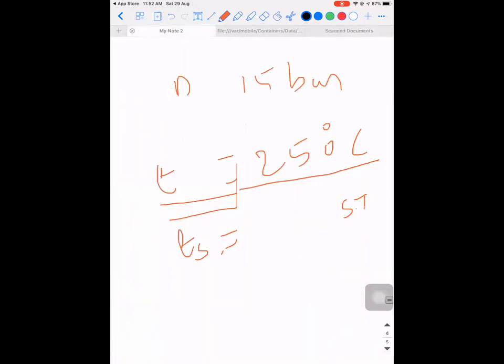So what is the Ts? 198 point. Just a minute. I will open the chart.